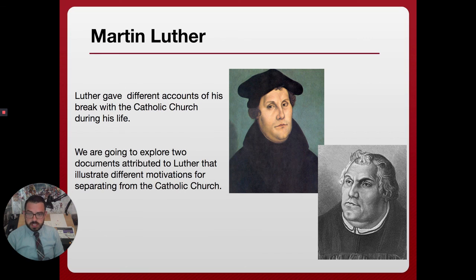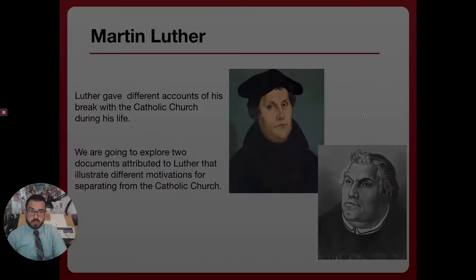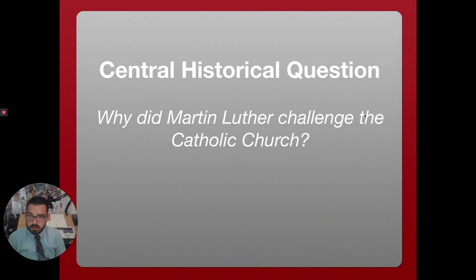After you watch that video, we're going to look at some primary sources, some actual writings from Martin Luther. You're going to read one from a young Martin Luther as to why he broke from the Catholic Church, and one from an old Martin Luther. And you'll need to determine why Martin Luther challenged the Catholic Church, according to young and old Martin Luther. They both give different accounts, and so you'll need to reconcile that and figure out why Martin Luther broke away from the church.